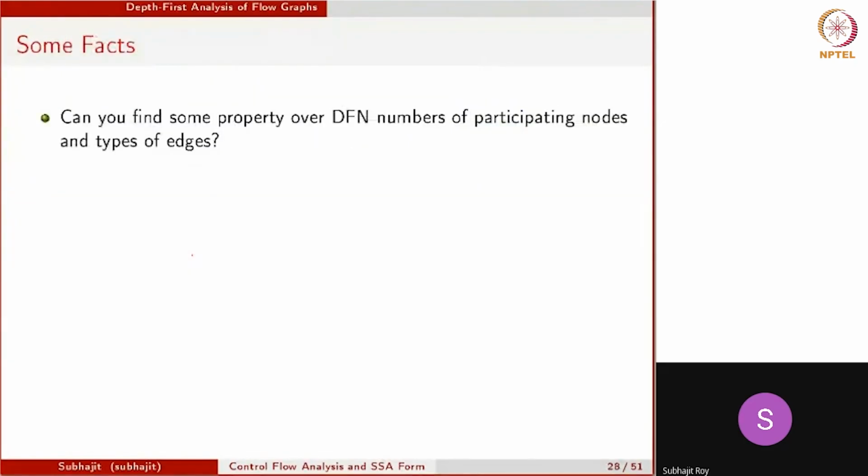Now the question is, how to write this DFN numbering algorithm. I mean, it's there on the slides, but you should go back and try to think about this. Now, let me ask you some questions. Can you find some property over depth first numbers and the type of their edges, right? So if I give you the DFN numbers of the participating nodes, so let's say I have a node A and I have a node B, and I say the DFN number of A is N1 and the DFN number of B is N2. By these DFN numbers, can you tell me something about what type of edge this is?